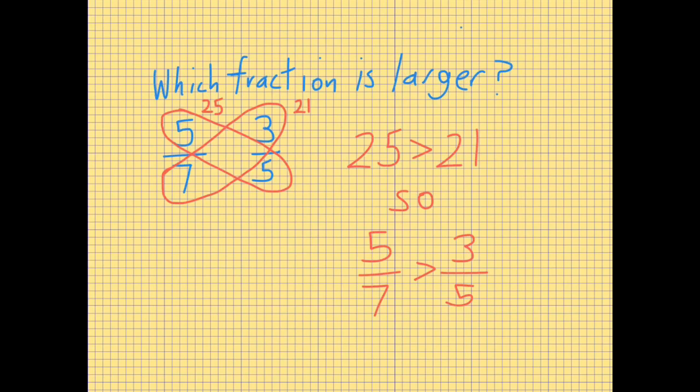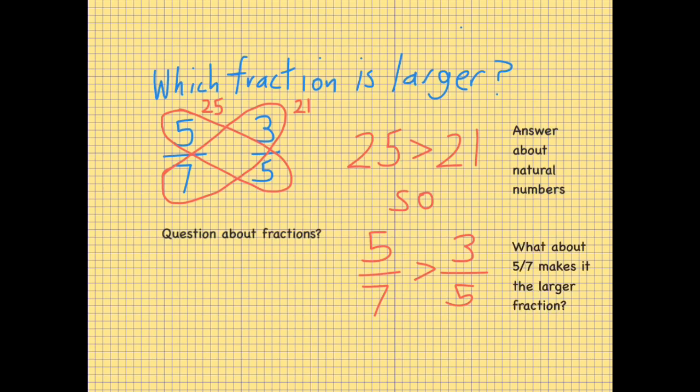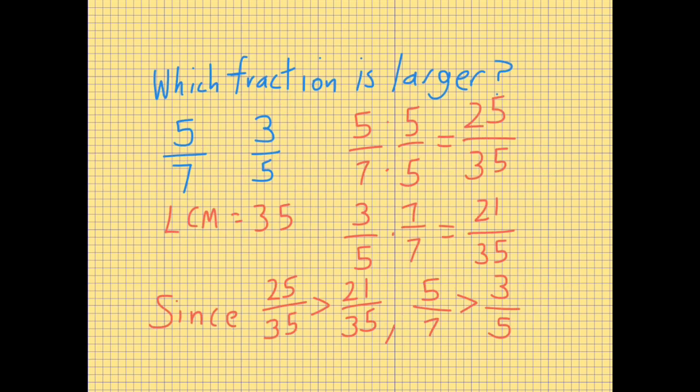Notice what happens when we use the butterfly method to compare two fractions. We turn a question about two fractions into an answer about two natural numbers. We know which fraction is larger, but we don't know from the fractions themselves why one fraction is larger. But if we use equivalent fractions instead, we answer the question and learn why 5/7 is the larger fraction. We use equivalent fractions, so we know more about the fractions we started with.